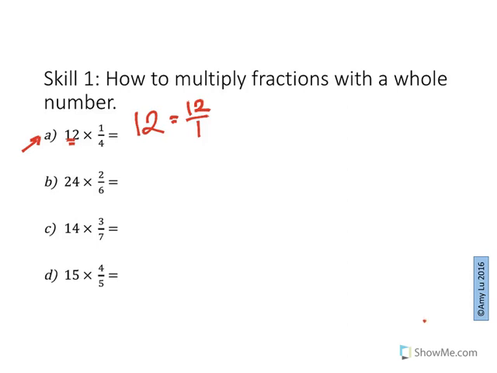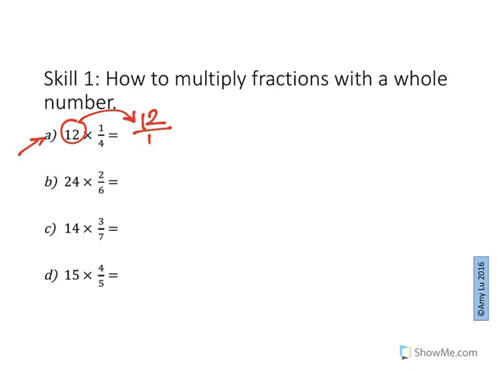Another way to think about it is that 12 over 1 is simply just a division problem. It's 12 divided by 1. So 12 divided by 1, well, that's just simply 12. So when we want to multiply fractions with a whole number, the first thing we have to do is just simply set up the whole number as a fraction. 12, we would rewrite it as 12 over 1.